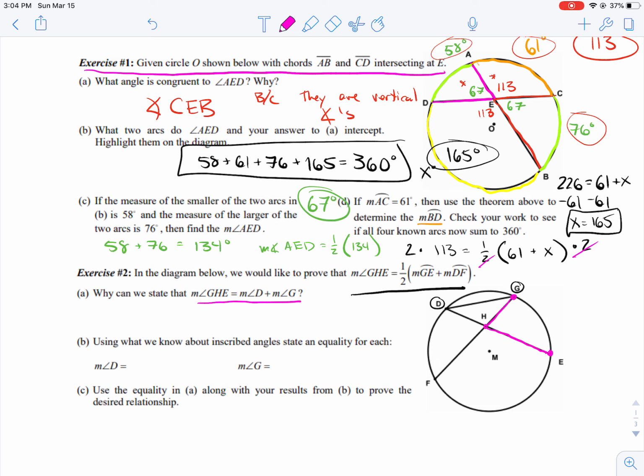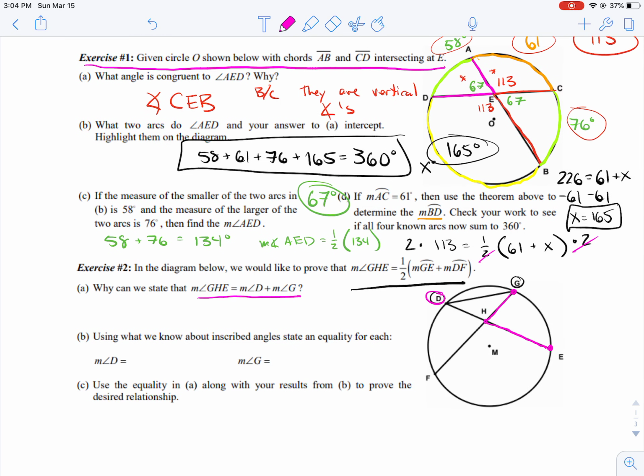Let's think about that. What property allows us to say that this angle plus this angle is equal to that angle? It starts with an E. Exterior angle theorem. And so using what we know about inscribed angles, state an equality for each.